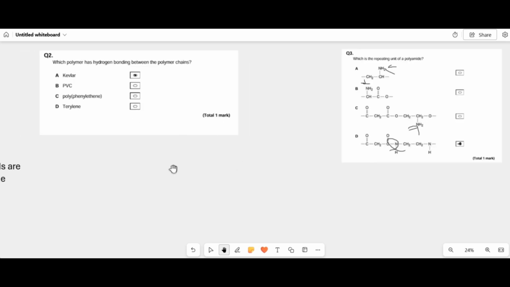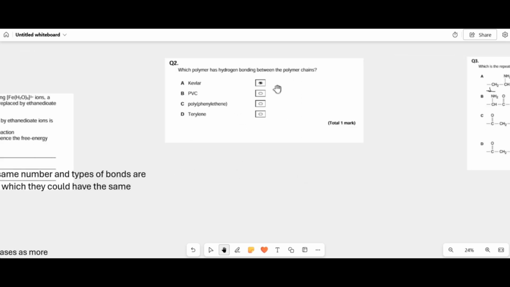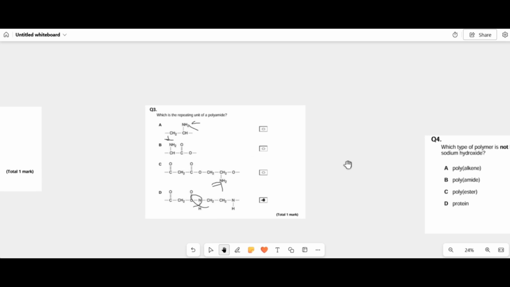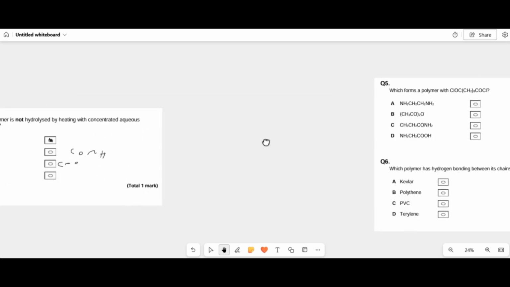So it's like the opposite of question one, which was which one has hydrogen bonding, good polar bonding. This is the opposite.